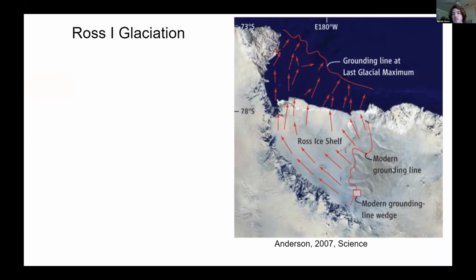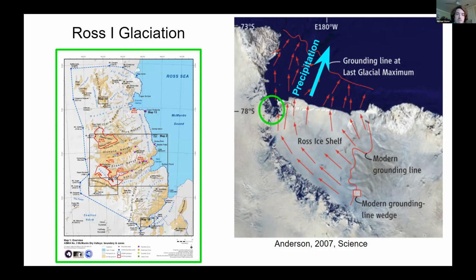So the Ross I glaciation occurred in the late Pleistocene, early Holocene, and it is the most recent of several glacial events to occur in the Ross Sea region. It's marked by the northward advance of the Ross ice sheet grounding line to eventually reach somewhere around the continental shelf edge of Antarctica. When this happened, it caused changes in weather patterns and caused precipitation to shift northward, leading to drier climates in areas such as the McMurdo Dry Valleys, which is the largest relatively ice-free part of Antarctica.